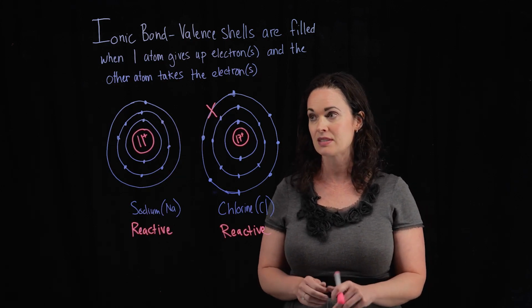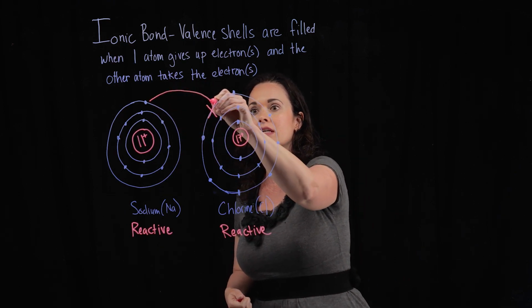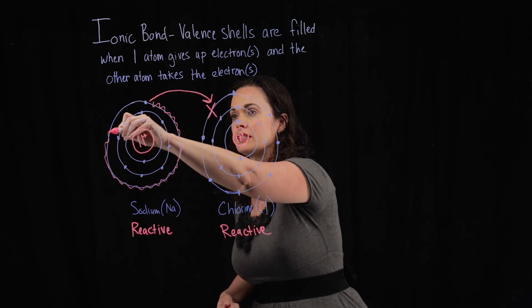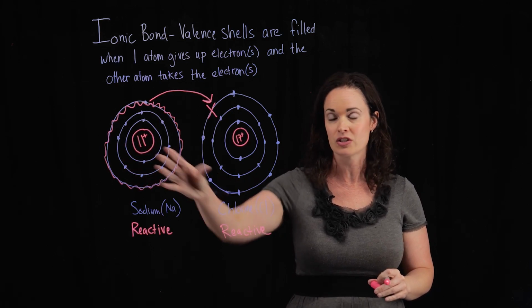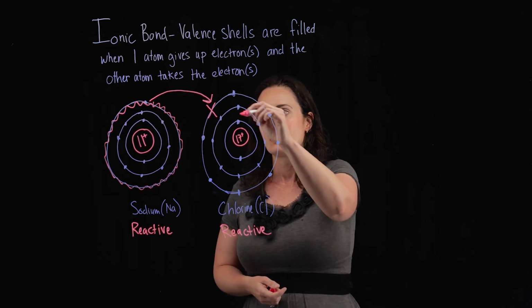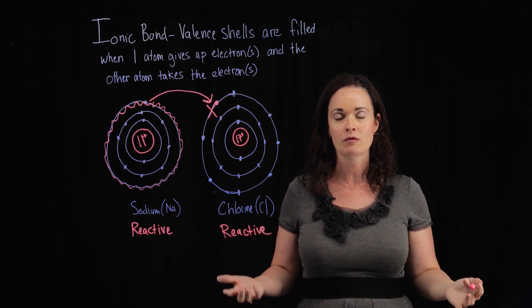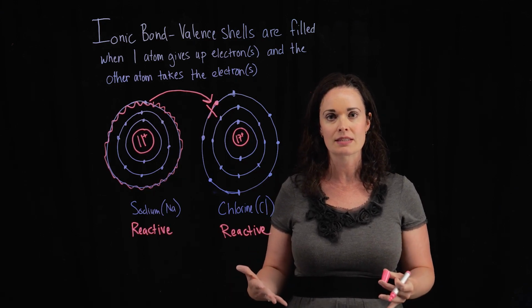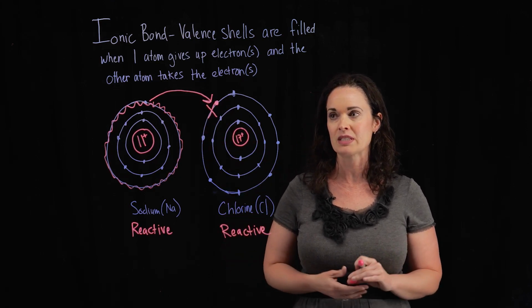What actually happens is if sodium can get rid of that 1 electron by giving it to someone else, this entire third shell just disappears. And when it disappears, it makes the second shell the valence shell. And that second shell is full, so that's going to make sodium stable. Often, sodium will give up its electron to chlorine, forming sodium chloride, which is table salt, because chlorine is missing just a single electron in its outermost shell. And so if it gets an electron from sodium, it's going to fill it up.